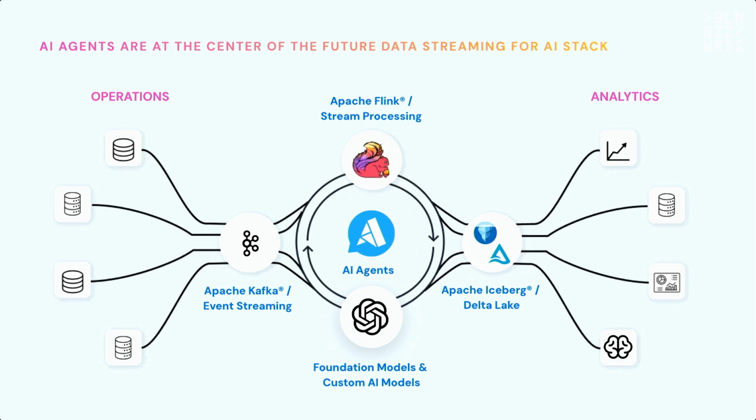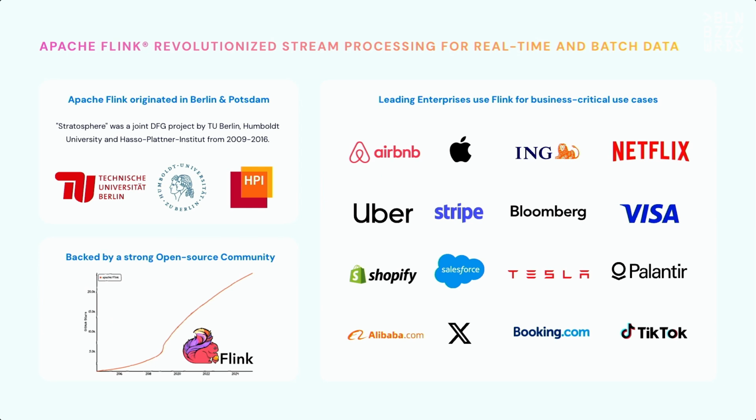AI agents are able to tap into both of these estates, and to use foundation models out of the box from one of the relevant providers, but also custom AI models that have been trained on your historic data. In that regard, agents play a very important role. We think that specifically Flink in that context can be a very powerful tool for agents.